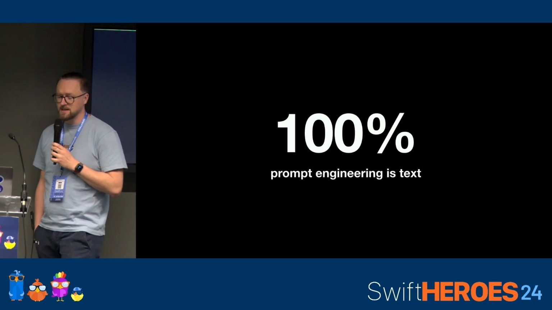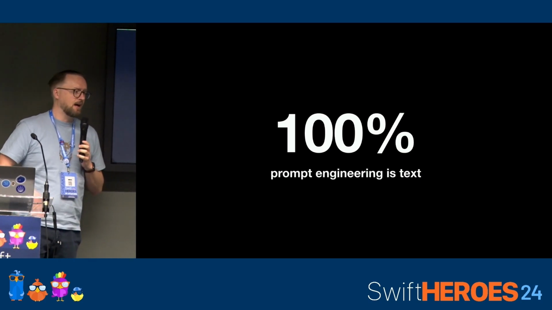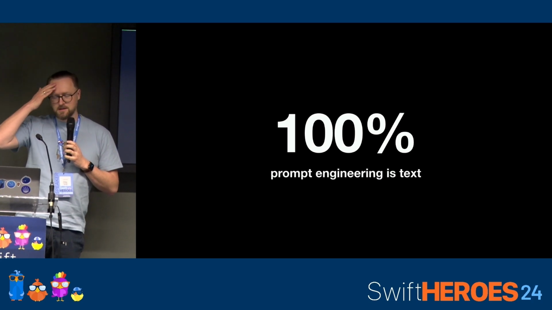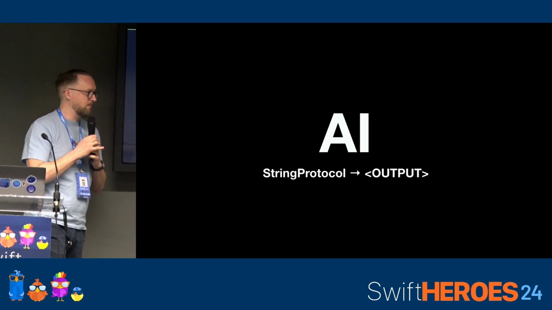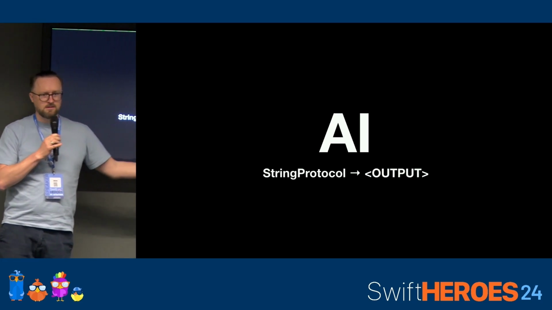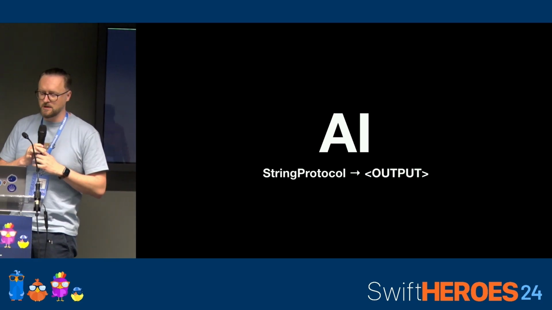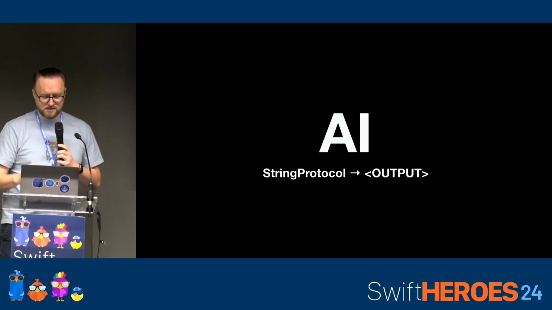AI is 100% prompt engineering, and prompt engineering is text, at least with today's technology. But basically what happens is we convert a string to something else, to an image, to video, well, mostly to an image and to another text. The video is still in demo.